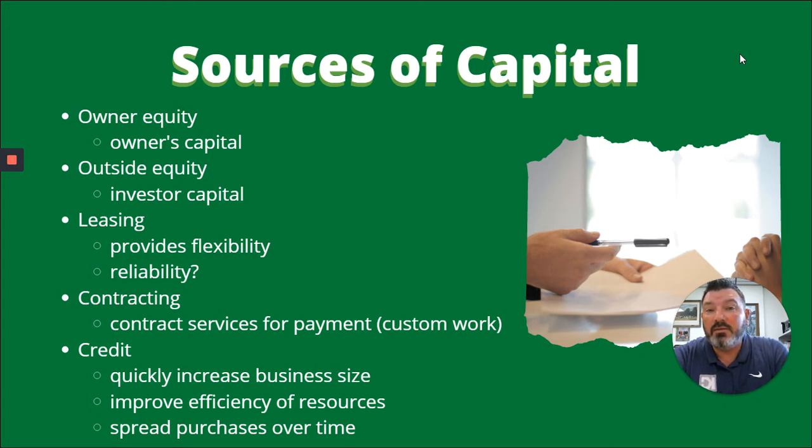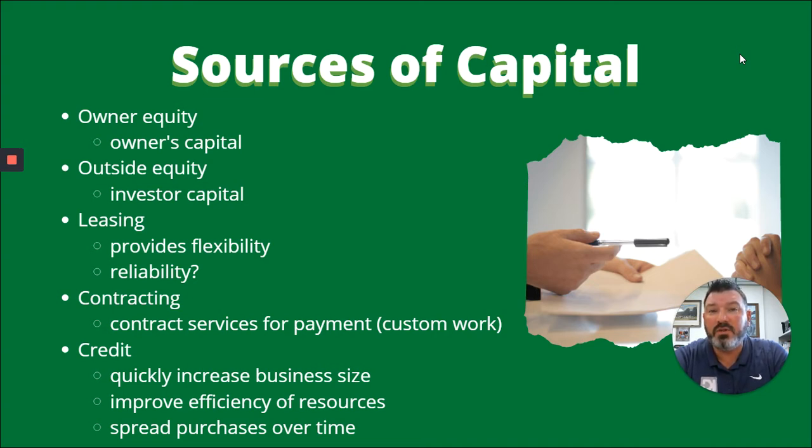Next source of capital is, of course, credit. If you need to quickly increase your business size or capitalize on an opportunity that might come available to grow, maybe you need to improve efficiency of resources. Let's say you have a 20-foot grain table that's probably reached its useful life and you need to replace it. And you're looking at potentially trading it in on a 30-foot grain table that's going to, of course, have much greater harvest capacity, but it's also more expensive. You may need to use credit to purchase that item, and therefore it increases your efficiency. It's going to be much less time spent during the harvesting process with that piece of equipment.